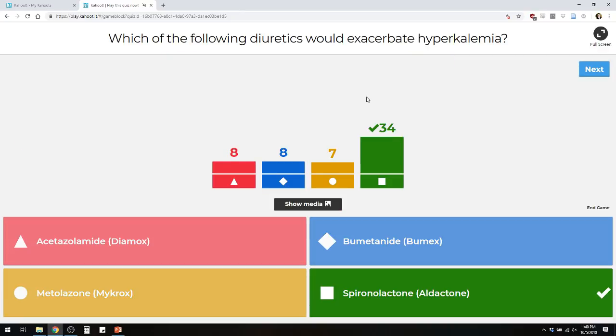Very good, very good. Yes. Because you could also call spironolactone what? Yeah, you can call it a potassium-sparing diuretic because it's going to actually hold on to more potassium. So that's actually correct in that case. Now, acetazolamide is what kind of diuretic?